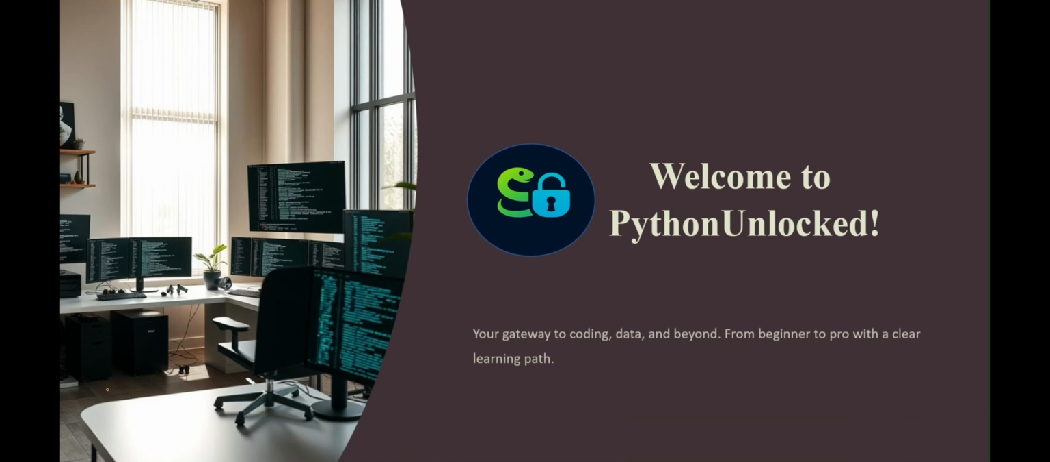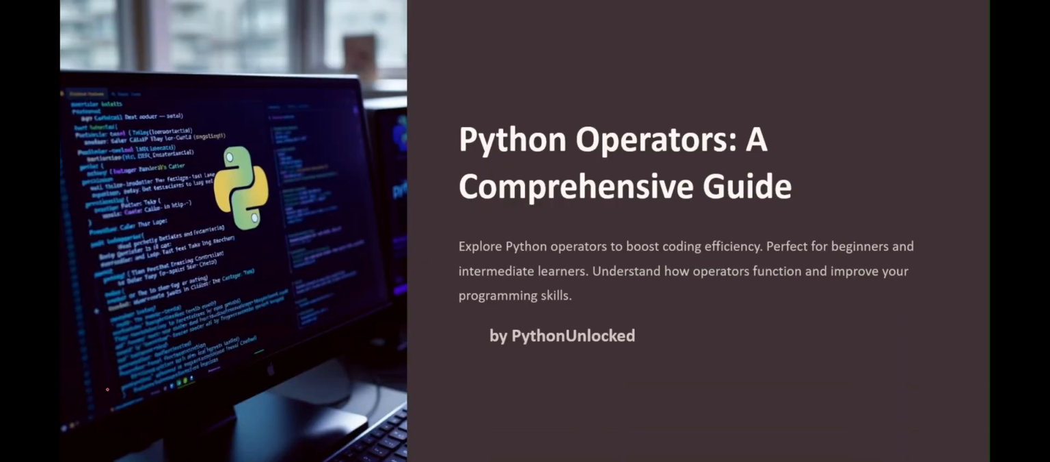We are exploring different types of operators in Python. As of now, we have covered arithmetic operators, logical operators, and we have also discussed the comparison operators. So in this video, we'll dive into bitwise operators and assignment operators. So without wasting any time, let's get started.